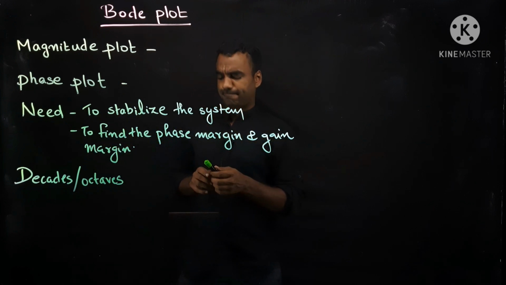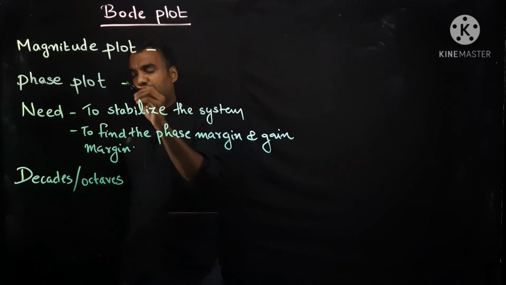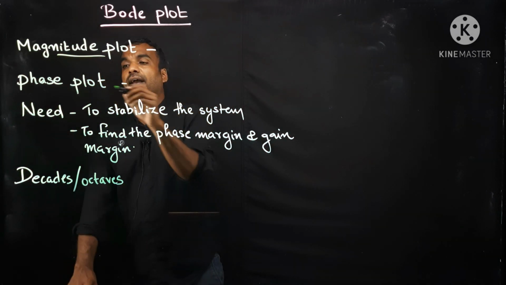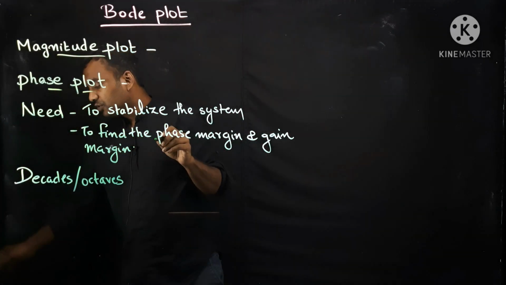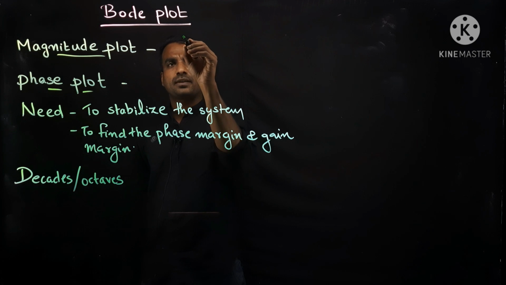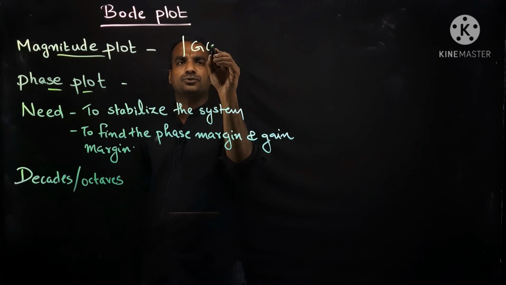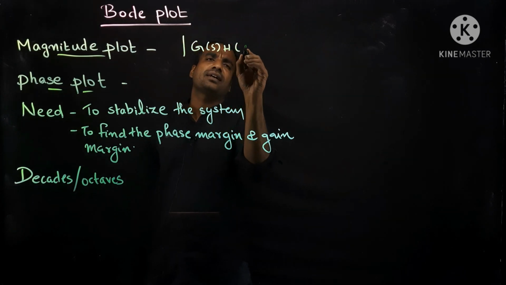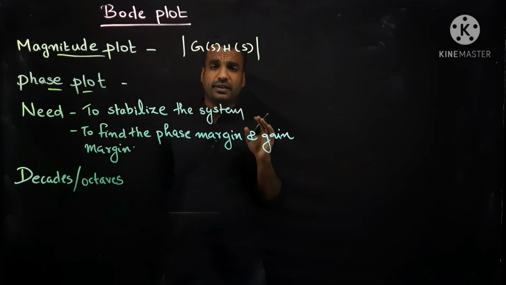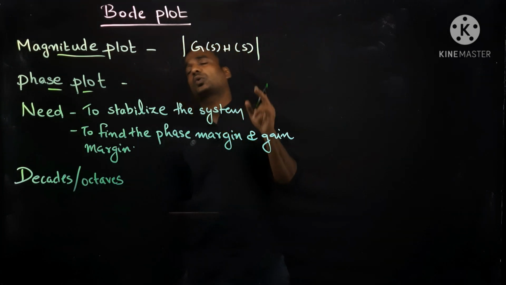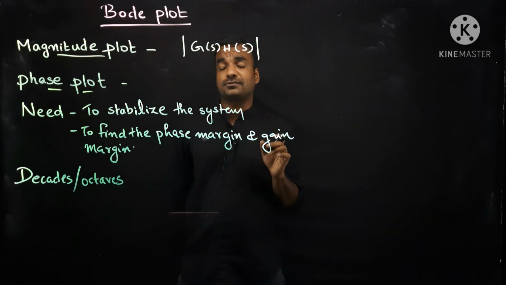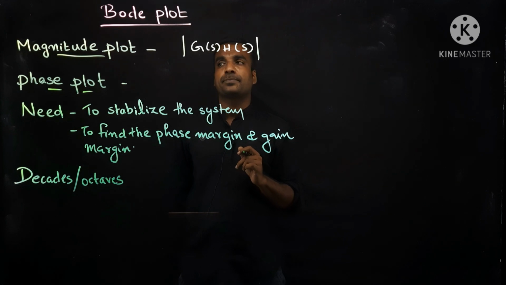So basically, we are having a magnitude plot and a phase plot. So what is magnitude plot? Magnitude plot is the magnitude of G(s)H(s). Here also we can see, like what we did in root locus diagram, in Bode plot also we are taking the open loop transfer function G(s)H(s).